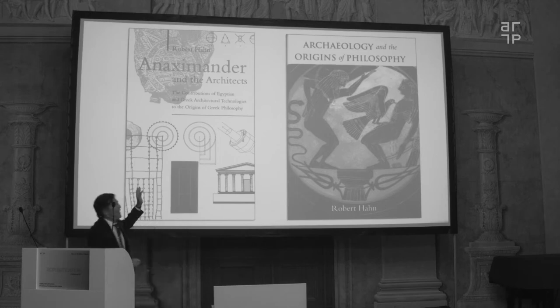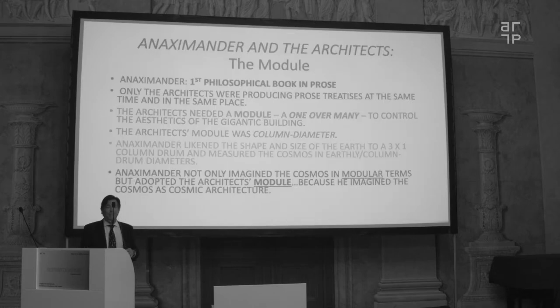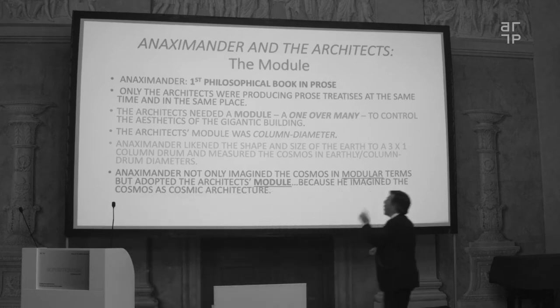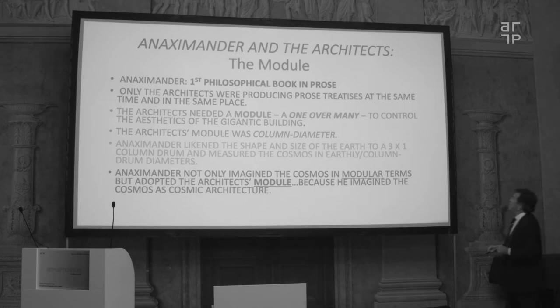I discussed this in two of my books, and if some of you might be interested in getting more, this is just a slice out of it. Anaximander is credited with writing the first philosophical book in prose. Only the architects were producing prose treatises at the same time in the same place.